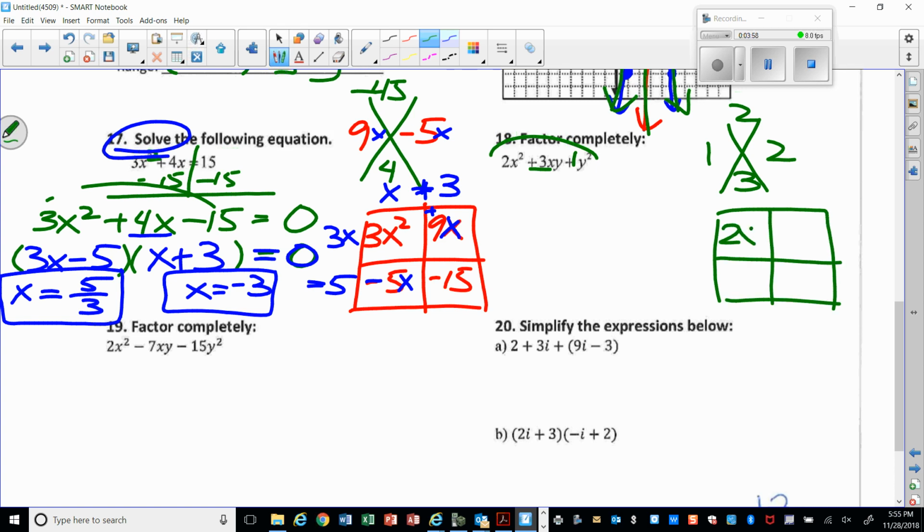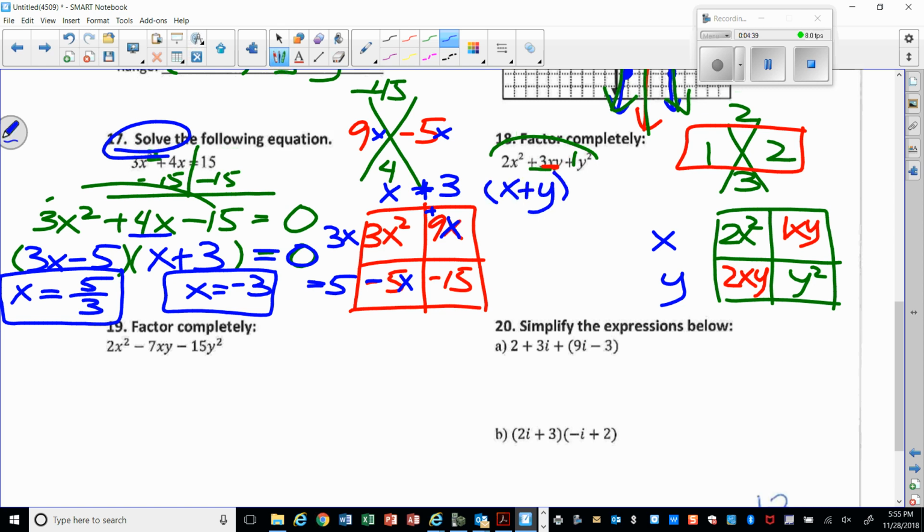First term is 2x squared. Last term is y squared. And in the middle here, these are my middle terms. I'm going to have an xy, and then I would have a 2xy. Then I would go ahead and GCF each row. This row, they both have an x. This row, they both have a y. So x plus y is one factor.